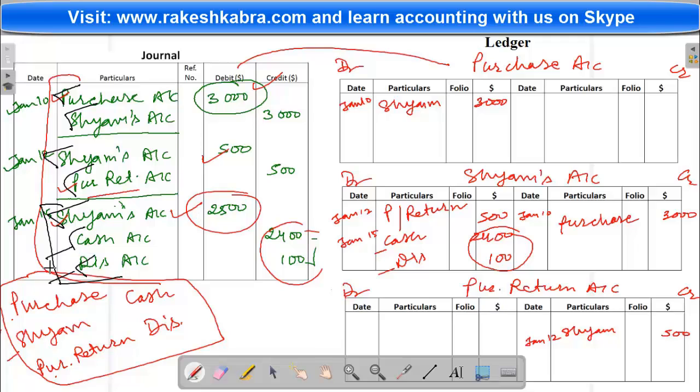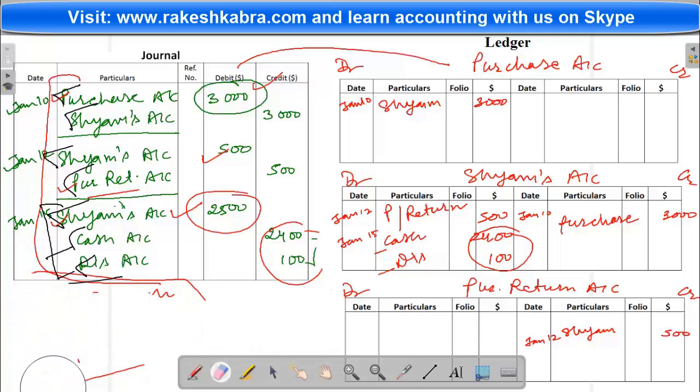Is that clear? Yes. So I hope that you understood the recording procedure. First we are to record the transaction where? First we have to record the transaction in the journal. Then we have to make posting in the ledger.